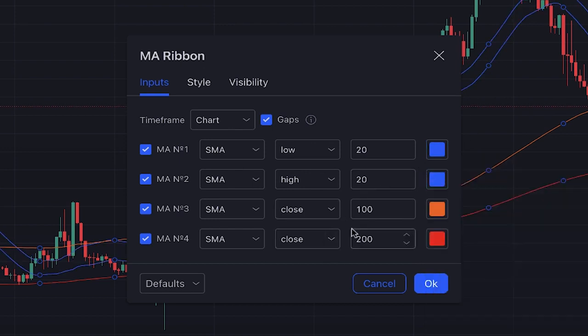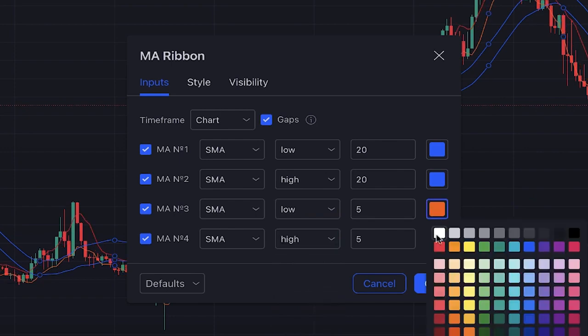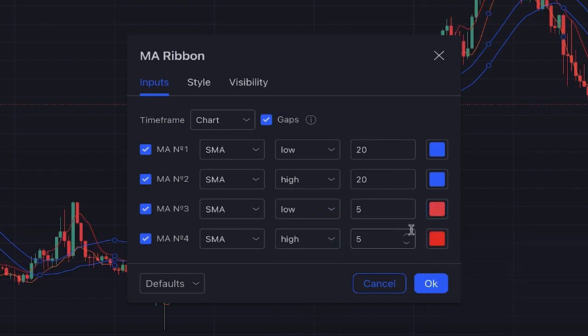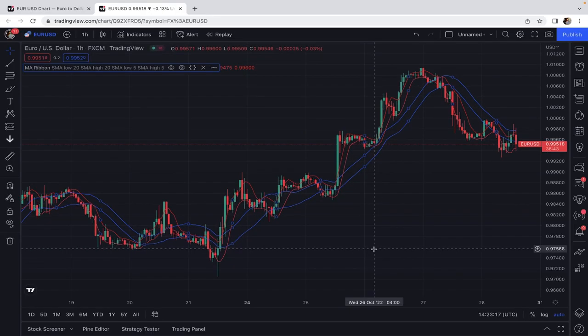For the next 2 moving averages, their length should be 5. For one of them, the calculation is based on low, and for the other, based on high. And we set their color as red. Everything is done here, and we click on OK. As you can see, we have 2 channels on the chart.